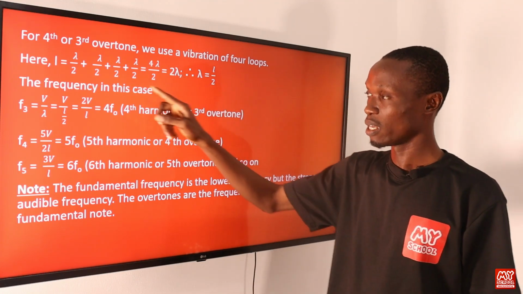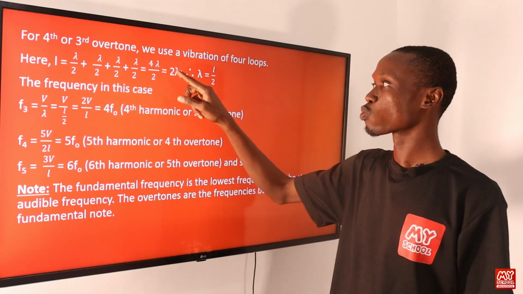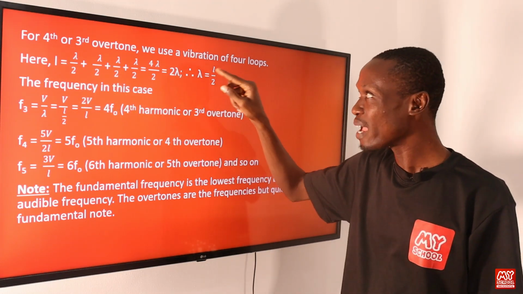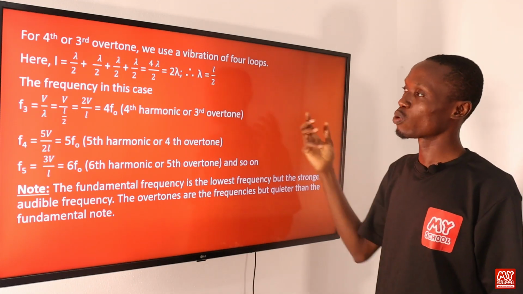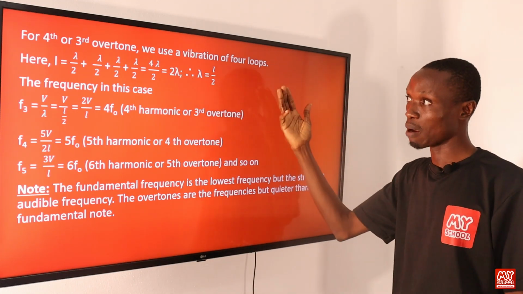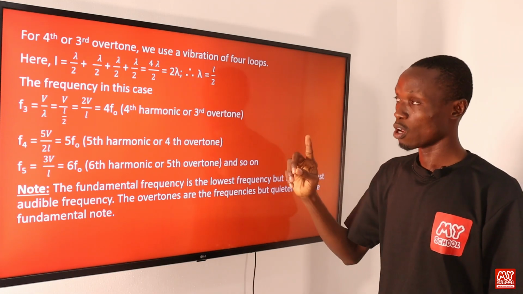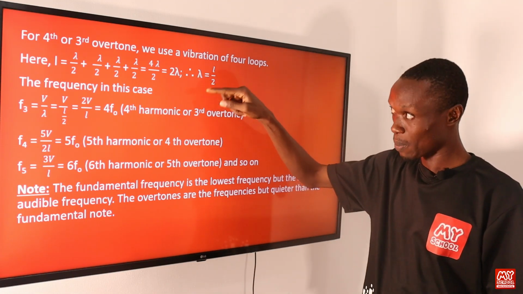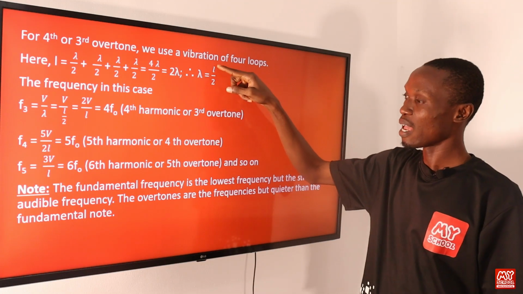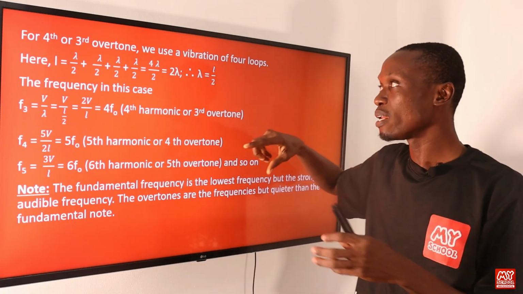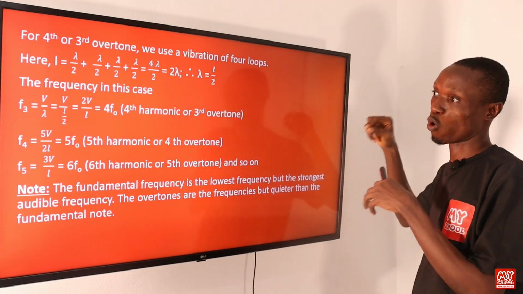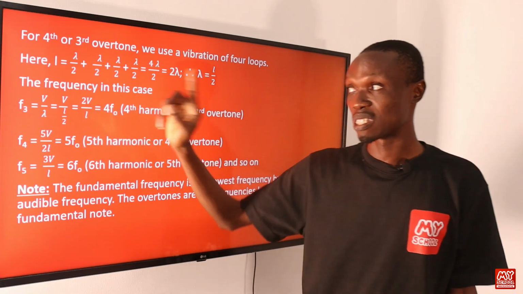So at the end of the day, our L is equal to 2 lambda when we have a vibration of 4 loops. Here we make lambda the subject of formula by dividing both sides by 2, so lambda becomes L all over 2. The frequency in this case, when the number of loops is equal to 4, we call F3.